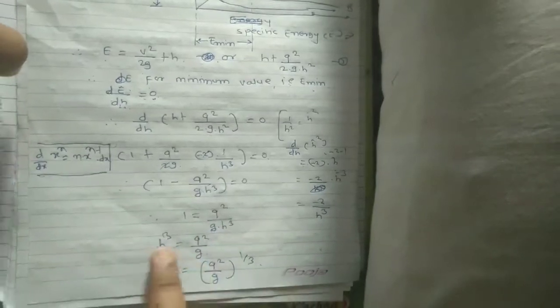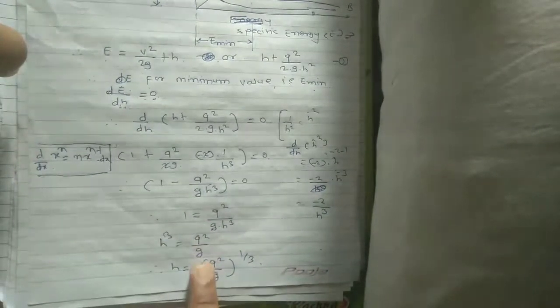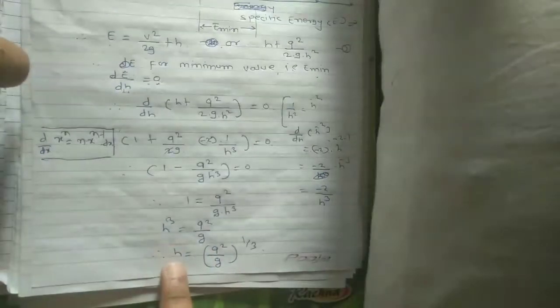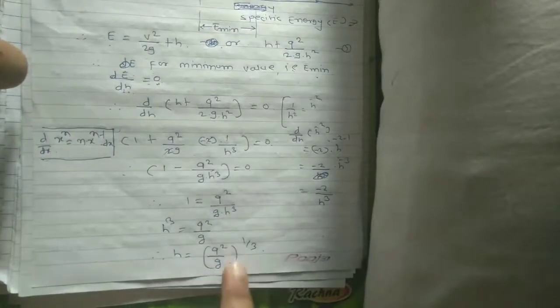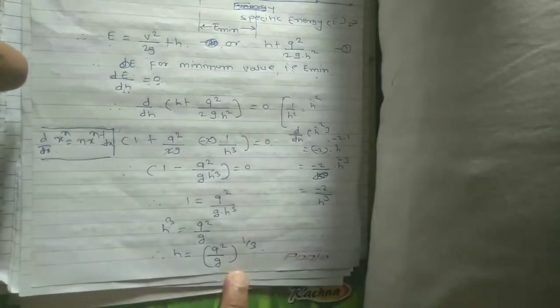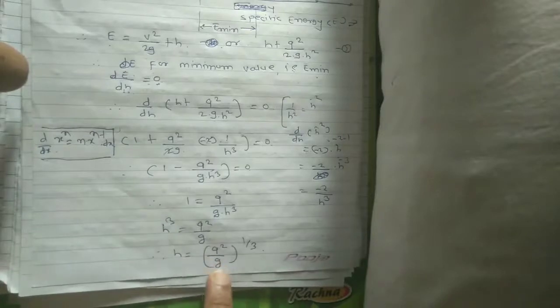So therefore h cube is equal to how much? q square by g. Now take the cube root, so h is equal to how much? (q square by g) whole raised to 1 by 3. So therefore h is equal to (q square by g) whole raised to power 1 by 3.